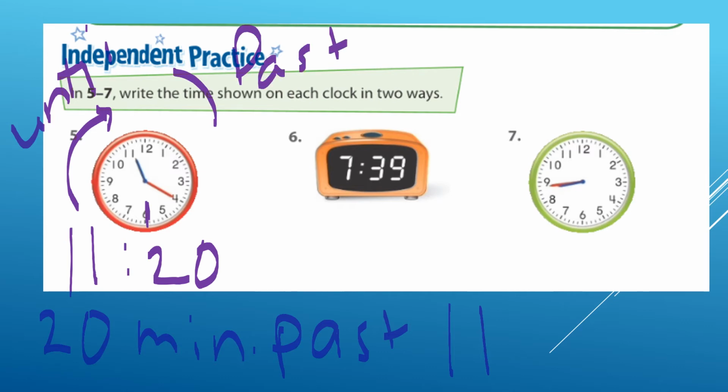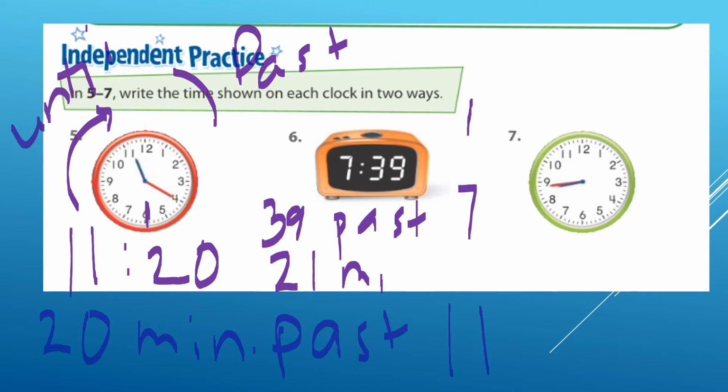And I can use, for 6, I can say 39 past 7. I can write that. You won't hear a lot of people saying, oh, what time is it? It's 39 past 7. The other way is counting up to the next one. So I have 1 minute until it's 40, and then 20 until 8. So I have 21 minutes until or till 8, because I'm looking at my next amount.